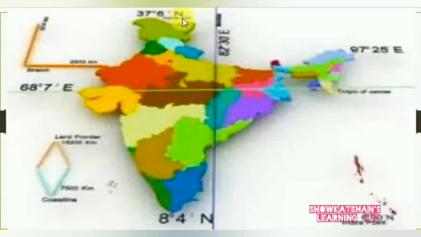north. Now, the westernmost point of India is Guhar Moti. Its longitude is 68 degrees 7 minutes east, and the easternmost point of India is Kibithu. Its longitude is 97 degree 25 minutes east. That is, the longitudinal extent of India is 68 degree 7 minutes east to 97 degree 25 minutes east.